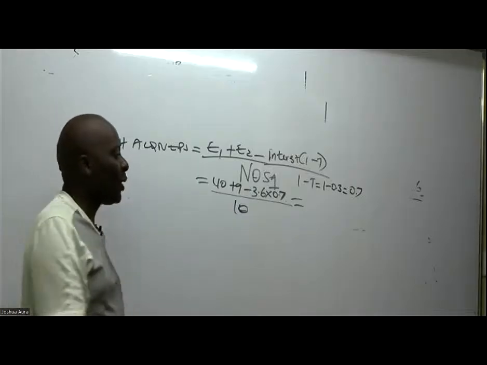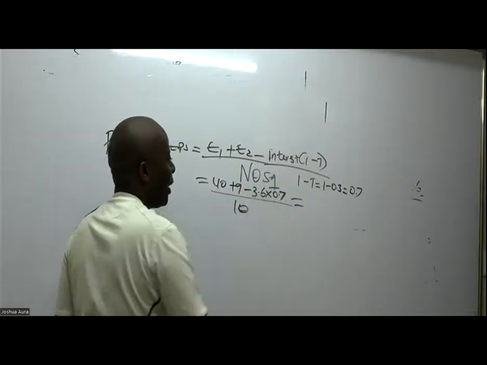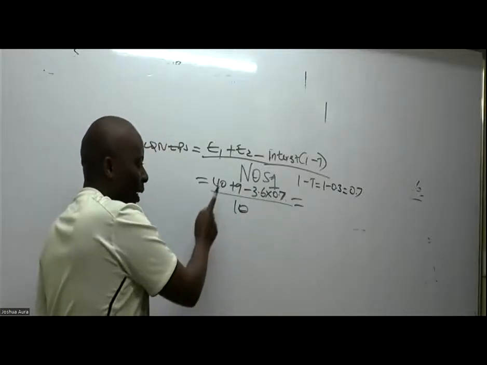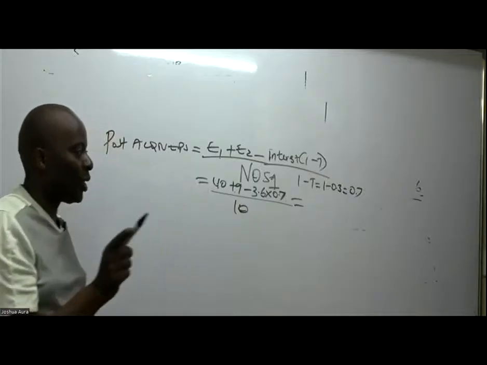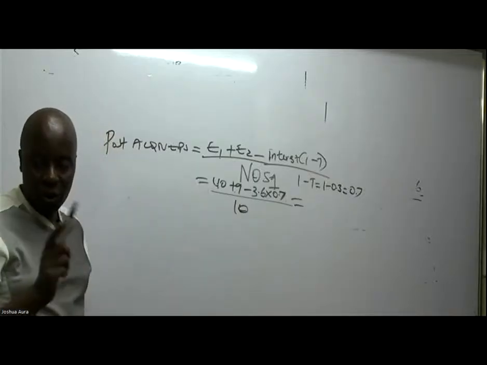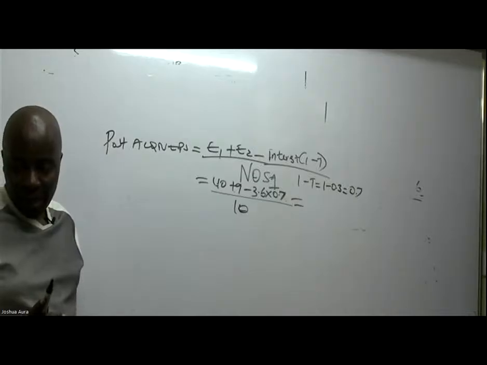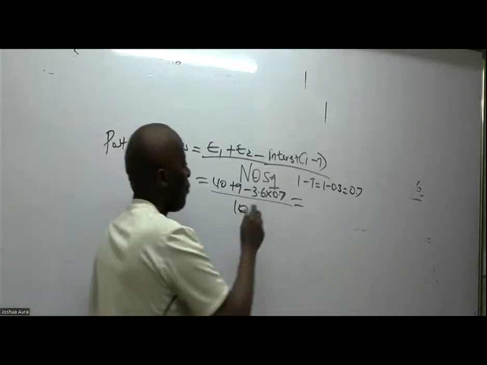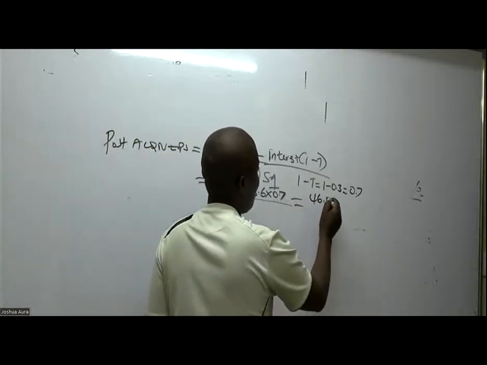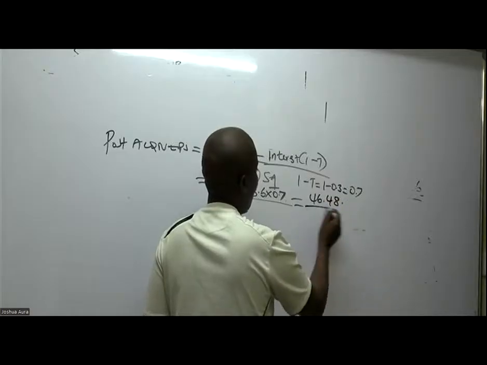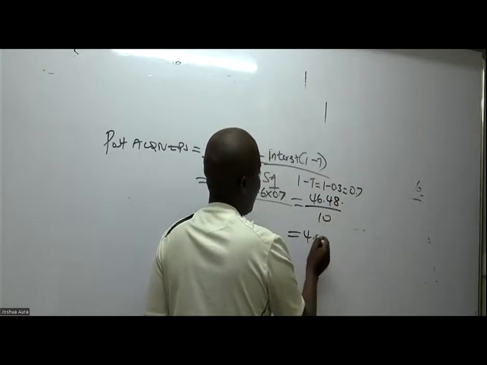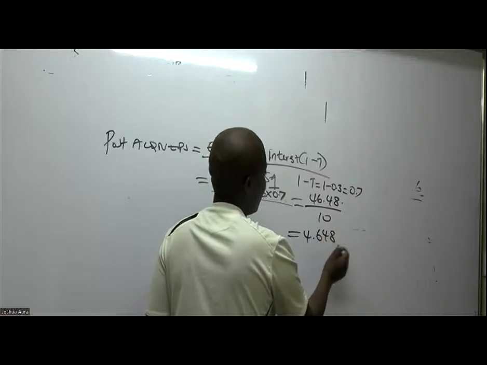Make sure that the 0.7 is not multiplying any of the other numbers. It's 40 plus 9 minus 3.6 times 0.7. Don't say equals in between. So according to John, it's supposed to be 46.48. 46.48 all over 10. That's how we get 4.648, like that.